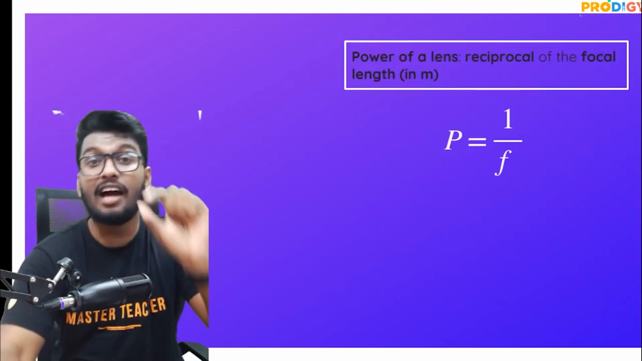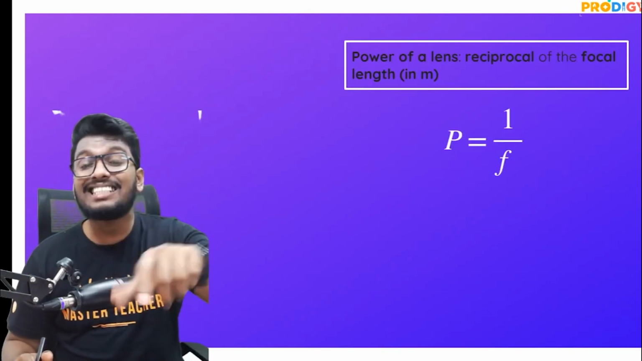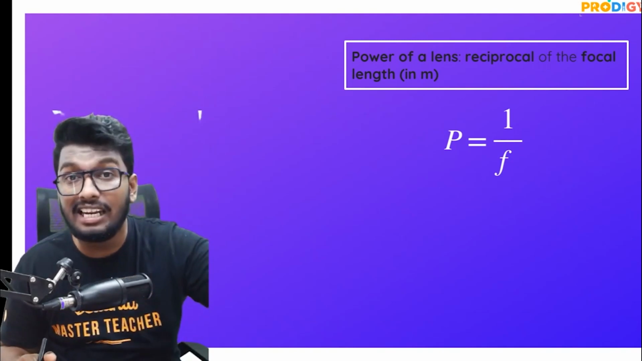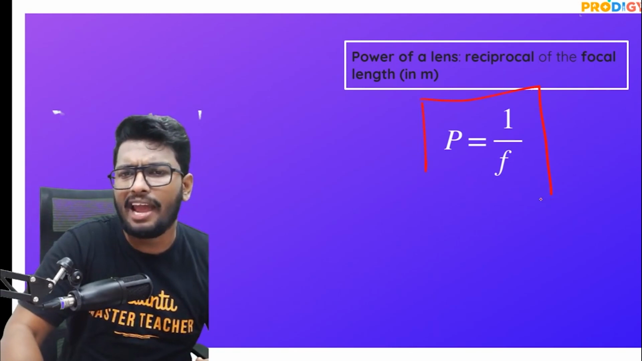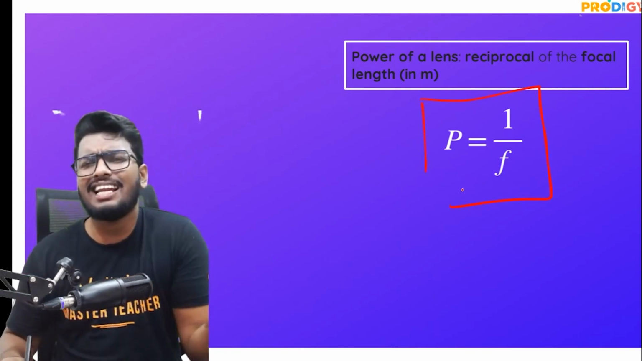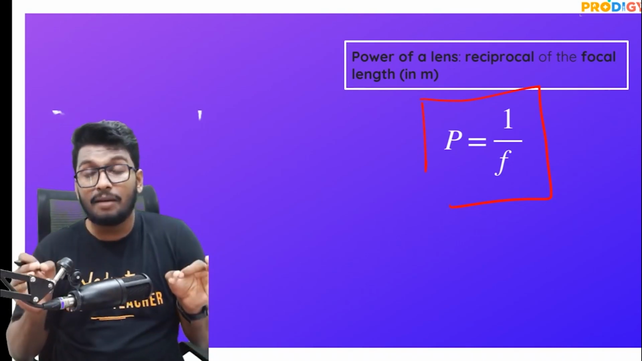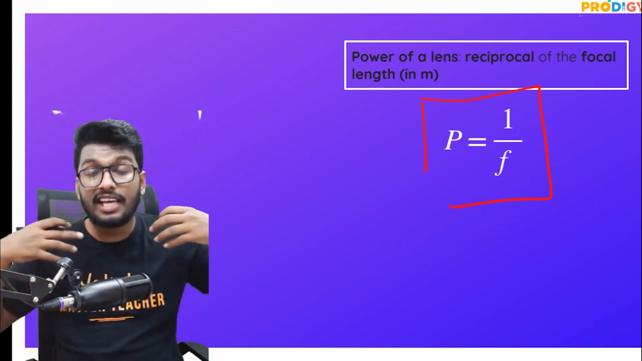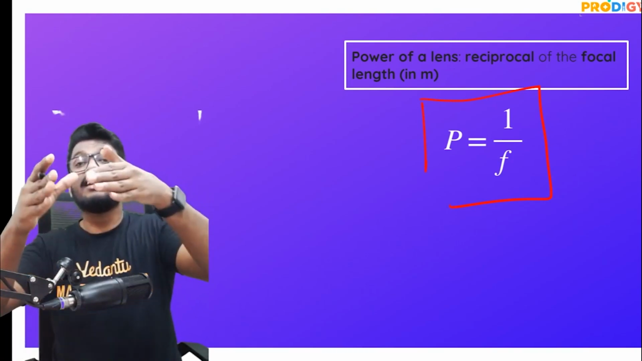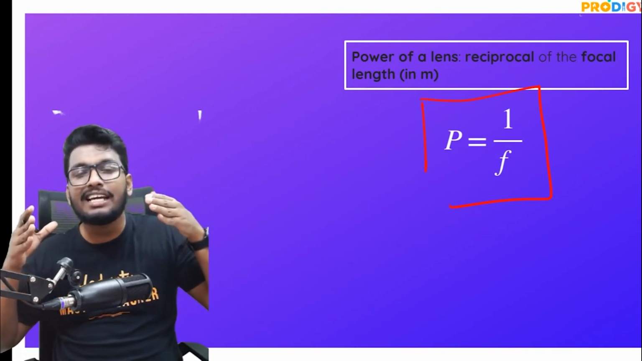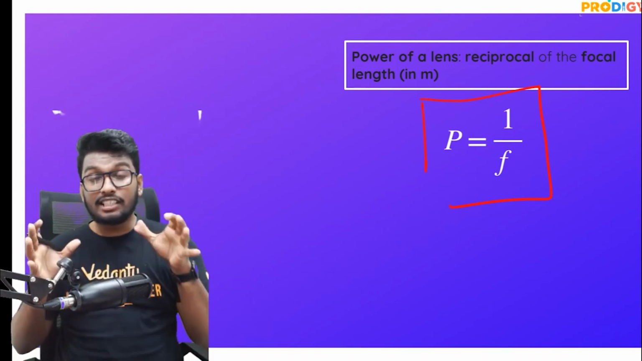Now the formula to calculate the power is nothing but power is equal to the reciprocal of the focal length in terms of meters. So the formula is P equals 1 by F. Now you must be wondering, sir, what exactly is power? Like, how do you define power? Power is something which helps us identify the degree to which the ray of light is being converged or diverged by that particular lens.